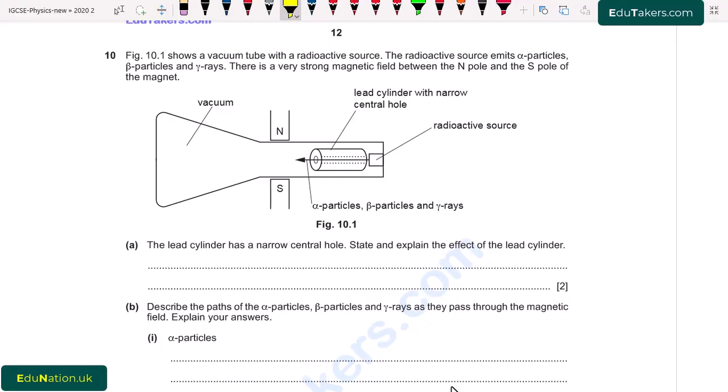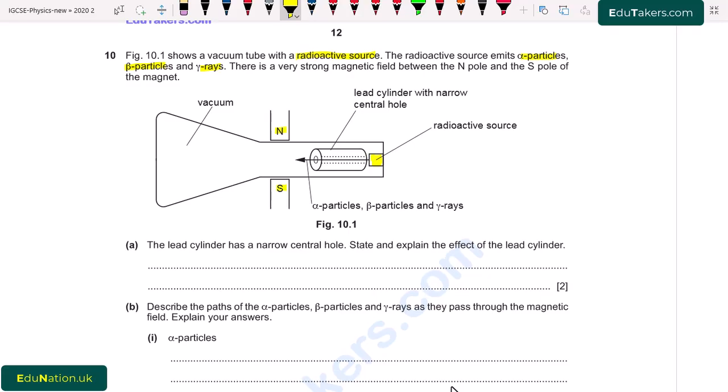Question number 10. Figure 10.1 shows a vacuum tube with a radioactive source. So there is a radioactive source inside this tube, which is represented by this. The radioactive source emits alpha particles, beta particles, and gamma rays. There is a very strong magnetic field between the north pole and the south pole of the magnet. These two are the poles of the magnet and they create a very strong magnetic field.